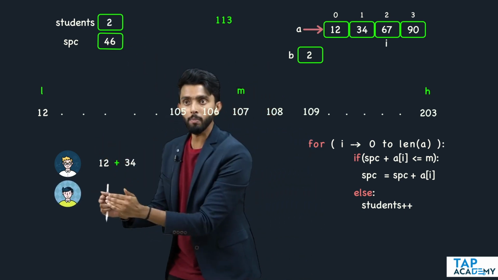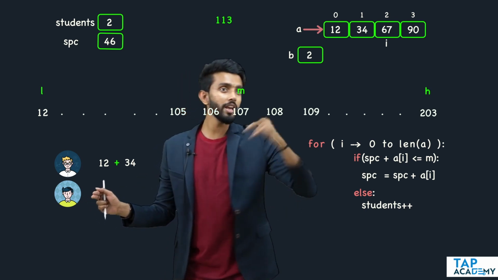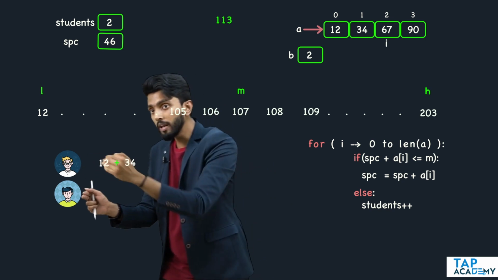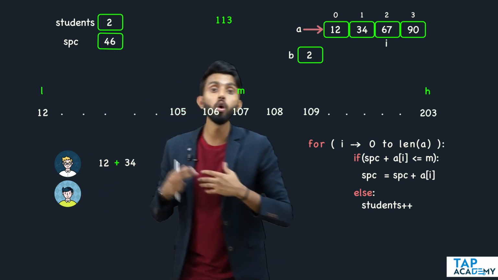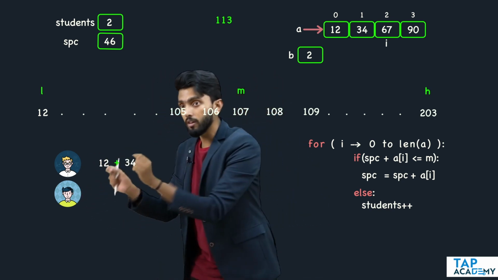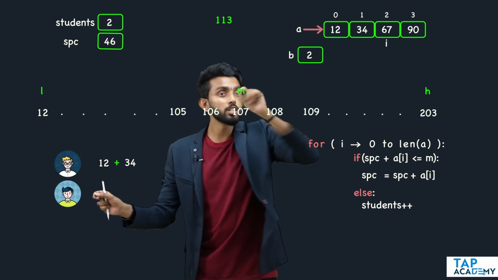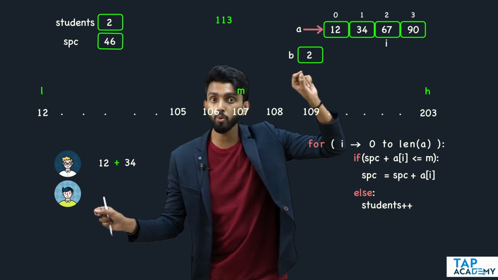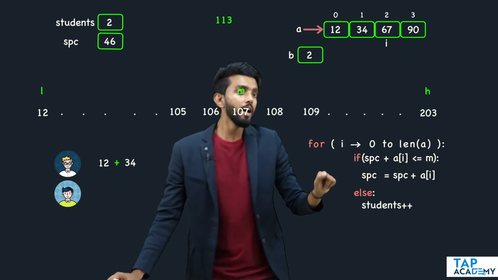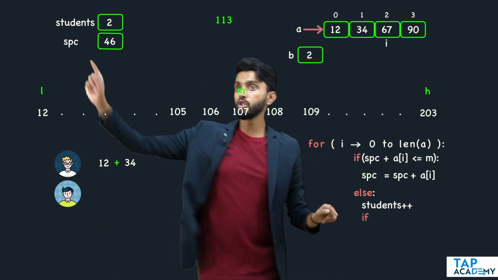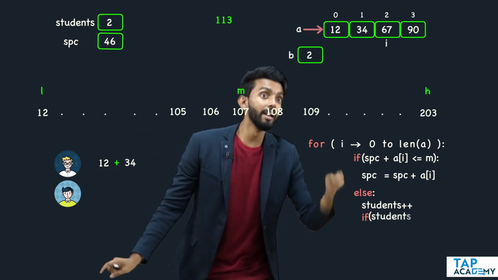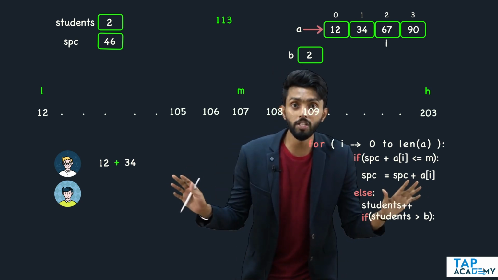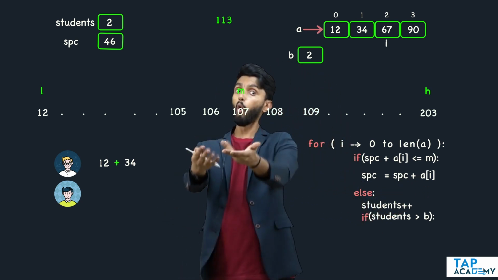Now, I did student plus, but what is the question saying? That I can have maximum 2 students. Now, before bringing in one more student, I must always check whether the student count crosses this or is equal to this. This is very important because only maximum 2 students I can have. So, how will I check? I will check if that student's value is greater than the B value. If it is greater than the B value, then there is a mistake because I am going over and above the maximum of 2 students.